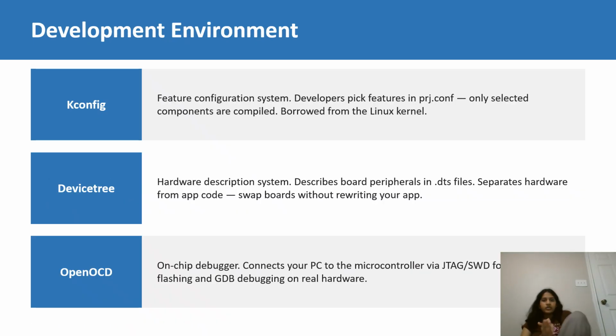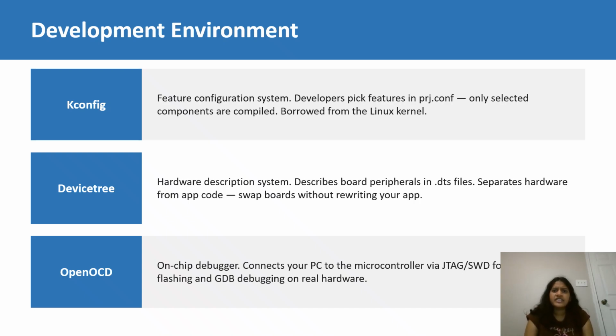Now, let's look into the development environment setup. Zephyr development toolchain has three key pieces you need to understand. Kconfig is the feature configuration system borrowed from the Linux kernel. You write a prj.conf file listing only the features your project needs. Kconfig then generates a header file and only those features get compiled. This is how Zephyr stays tiny despite having hundreds of subsystems.